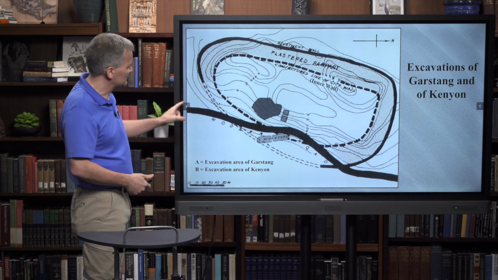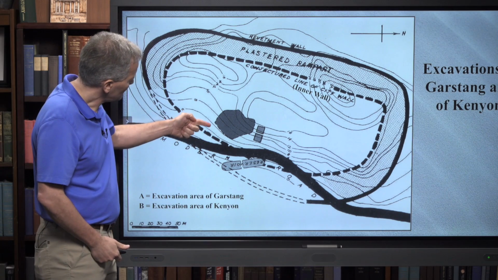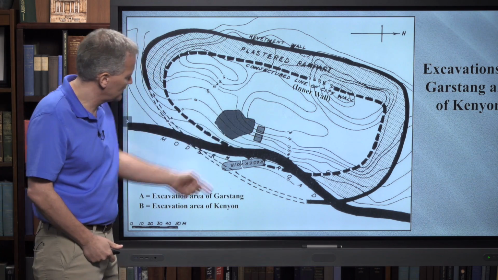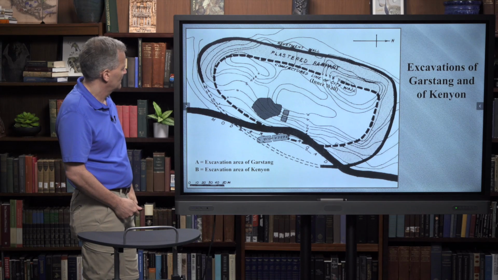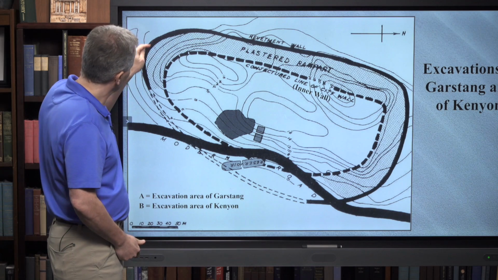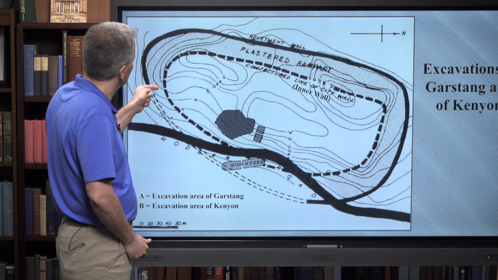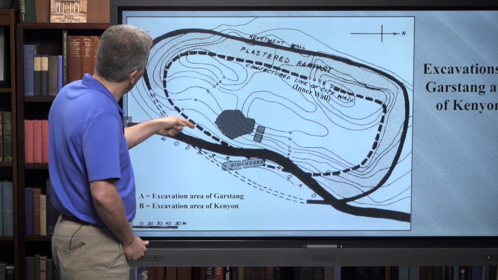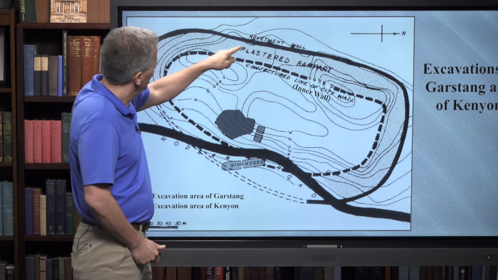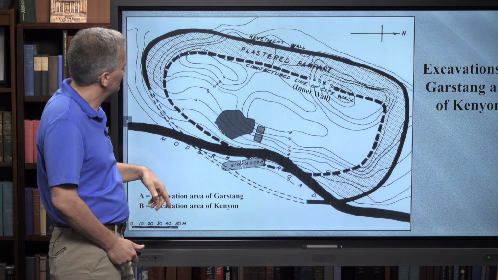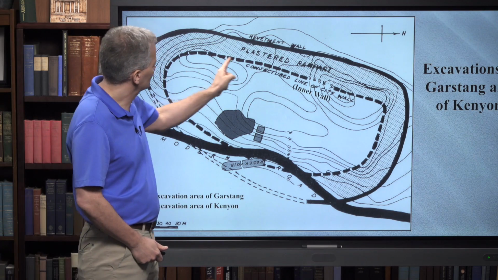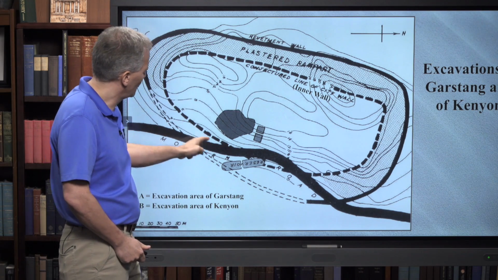Another view of the site showing you areas of excavation of Garstang and Kenyon here. And you can see that the outer revetment wall that was from the Middle Bronze Age continued in use in the Late Bronze Age. And with this inner wall here, this area here would be a plastered rampart. So that would be, again, very defensible with attackers coming. So this is the conjectured line of the inner city wall.